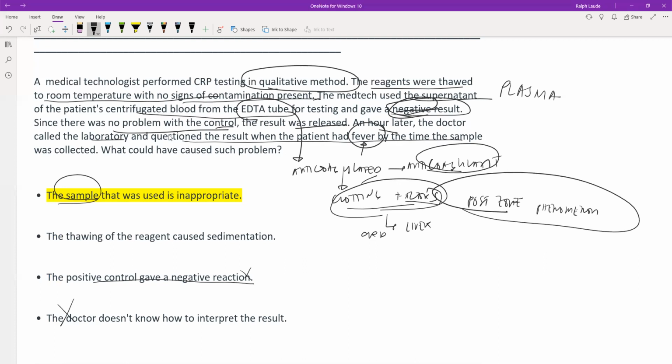Okay? So make sure that you are going to make use of your serum. Plasma is usually not used. Okay? So next.